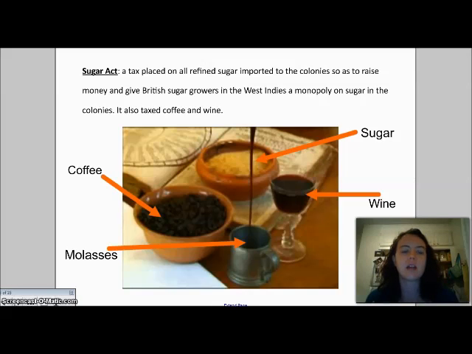And there were two reasons for this act. The first was to raise money to pay for the French and Indian War, and the other reason was to give the sugar growers in the West Indies a monopoly on sugar in the colonies. So it was making Great Britain some money.